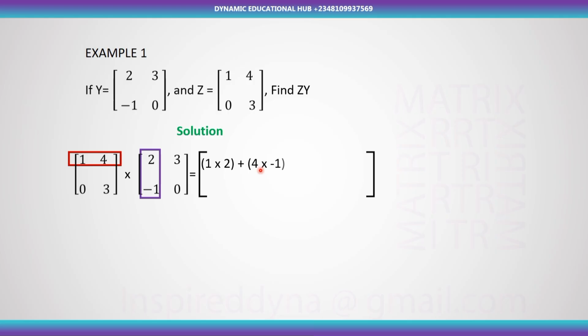And the next one, we move to the next column. We have 1 multiplied by 3 plus 4 multiplied by 0. As simple as that. We are through with that. Let's move to the next row.